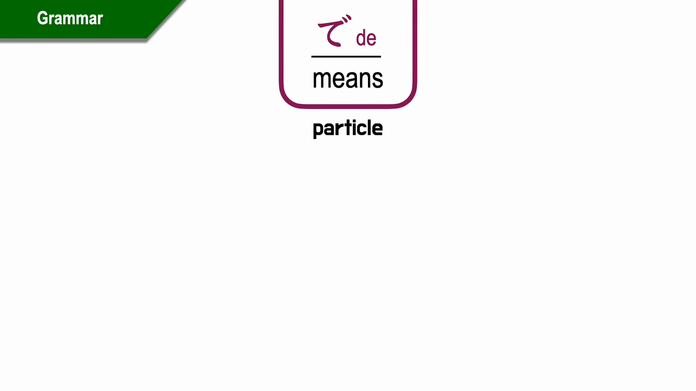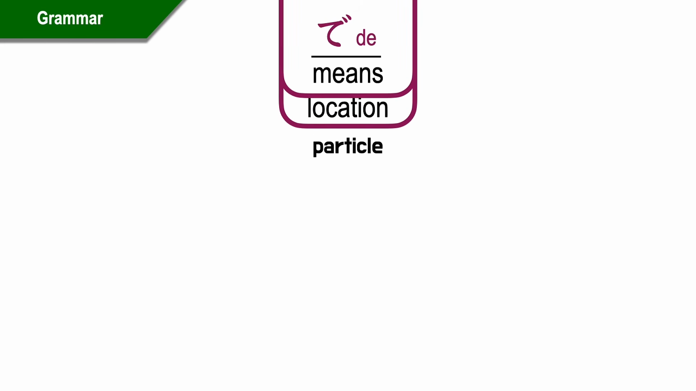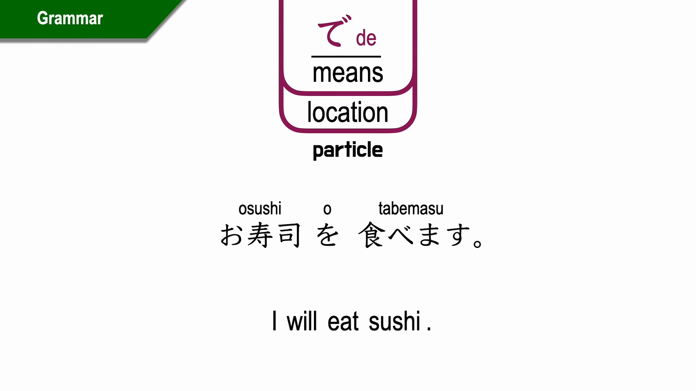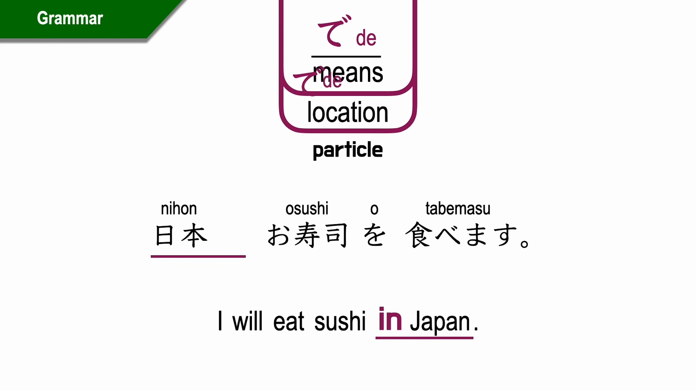De particle. So in lesson 5, we learned that the de particle is the means or method marker. But de particle is also a location marker. I will eat sushi is お寿司を食べます. I will eat sushi in Japan is 日本でお寿司を食べます. So when de is put after the location, it shows that the action took place in that location.